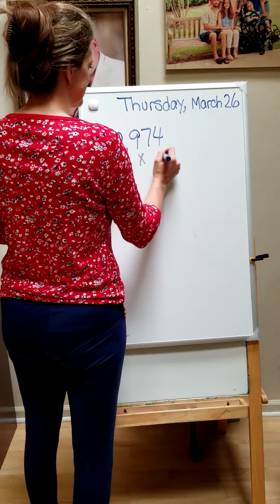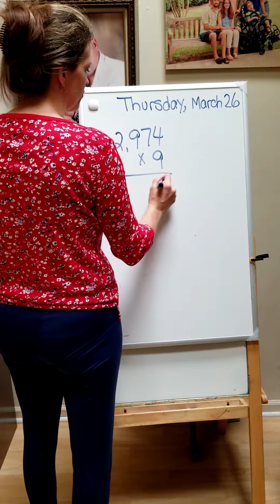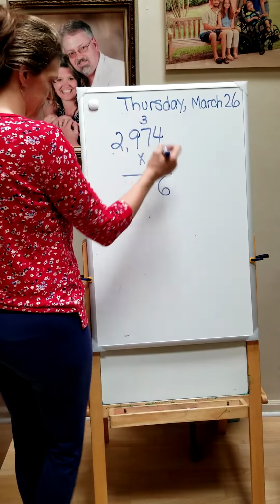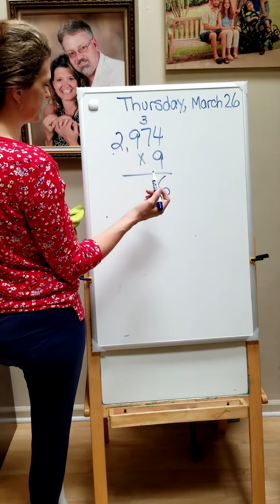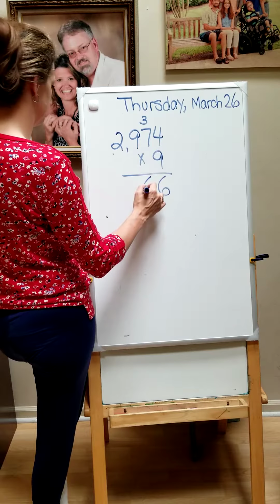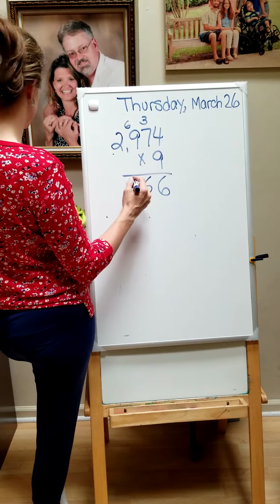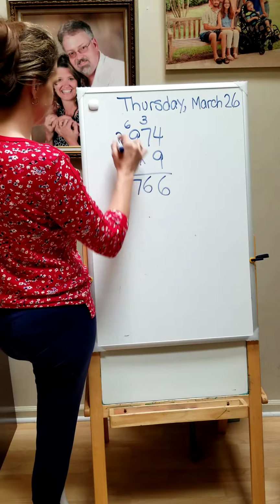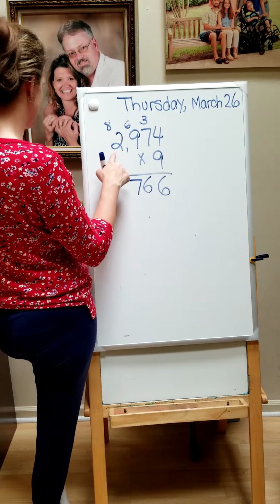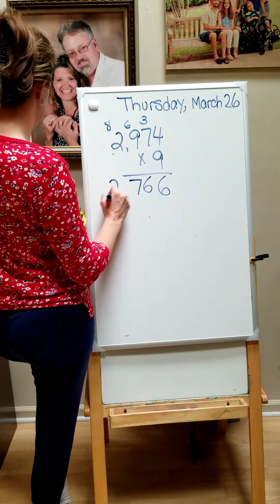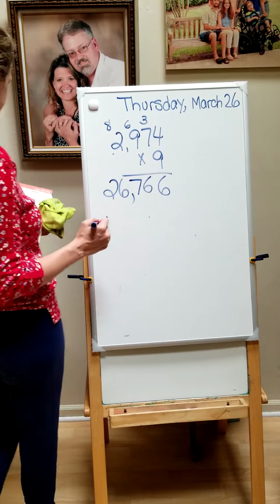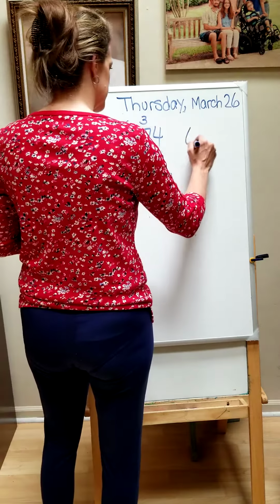All right, 2,974 times 9. 9 times 4, 36. Put a 3, carry 6, carry your 3. 9 times 7, 63 plus 3, 66. Put a 6, carry your 6. 9 times 9, 81 plus 6, 87. Put a 7, carry your 8. 9 times 2, 18, plus 8, 26. 26,766.